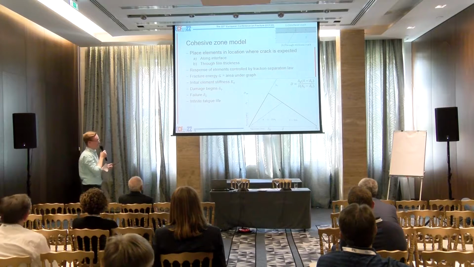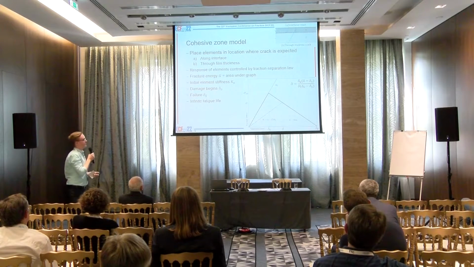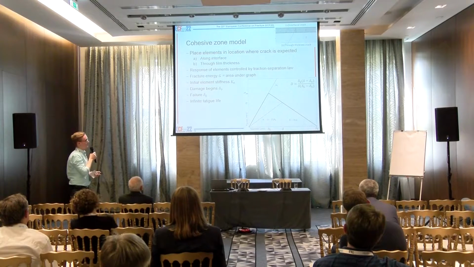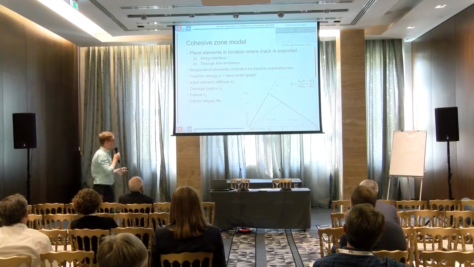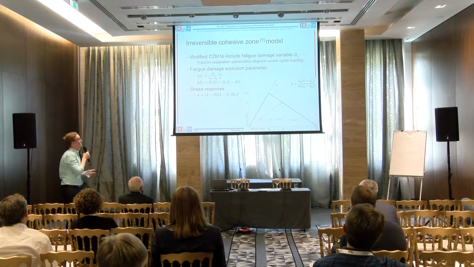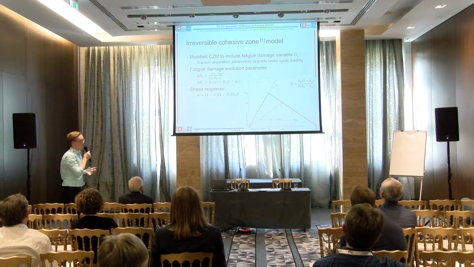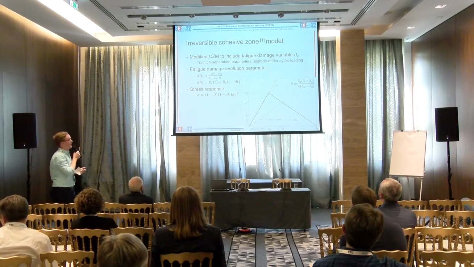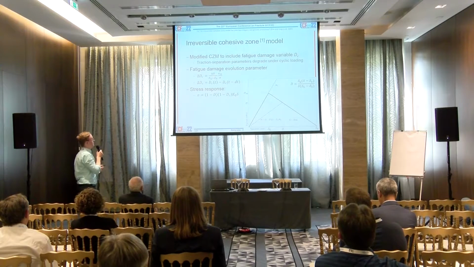Monotonic damage begins to accumulate at a separation delta naught, with failure at delta f. However, as we're considering fatigue cycles, if the element is cycled at separations lower than delta naught, this will give an infinite fatigue life, which isn't what we see in the paintings. Therefore, we have to modify this. We do this using the irreversible cohesive zone model, a modified cohesive zone model that includes the fatigue damage variable D_c. This means the traction separation parameters now degrade under cyclic loading, and how they degrade is controlled by a parameter, delta D_c, which we've taken from literature.